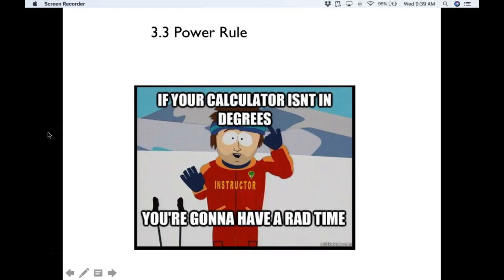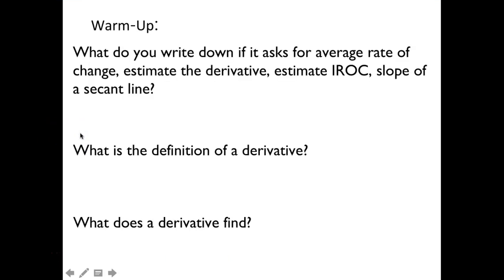Okay, guys, today we're doing 3.3, the power rule. Let's get started. Okay, first thing, warm up. What do you write down if it is asking for the average rate of change, to estimate the derivative, to estimate the instantaneous rate of change, or the slope of a secant line?